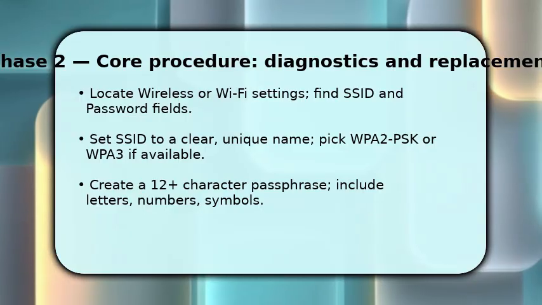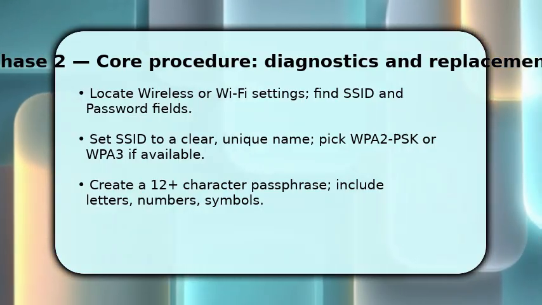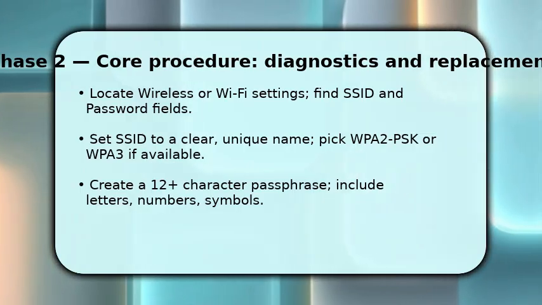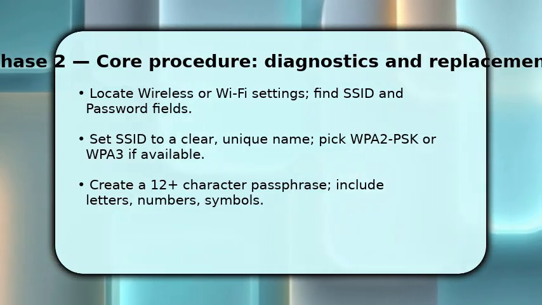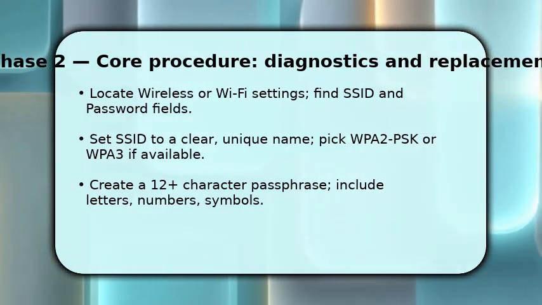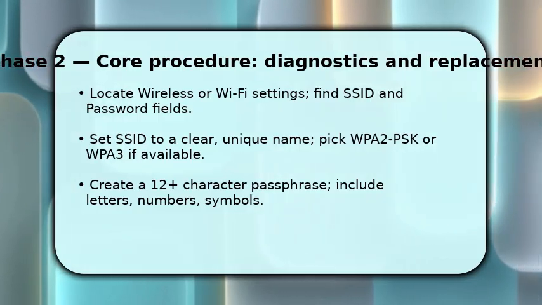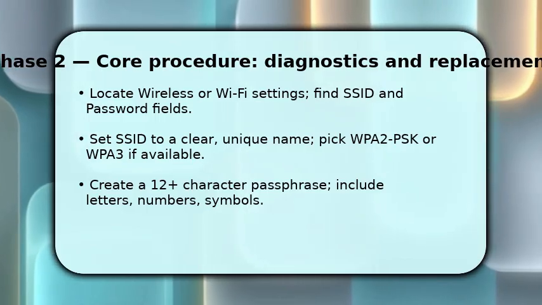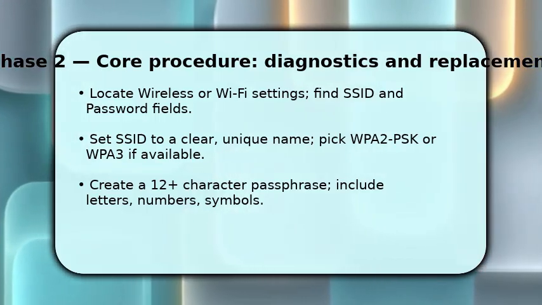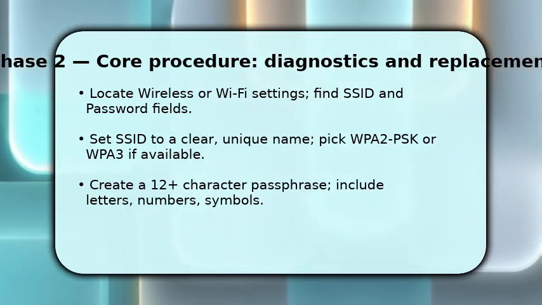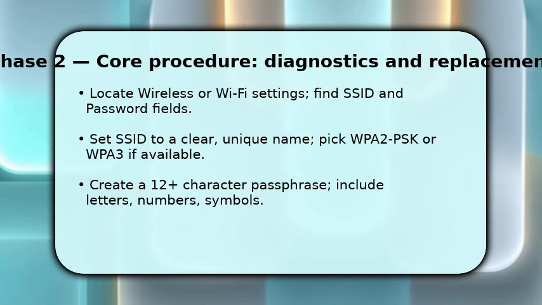Once logged in, navigate to the wireless or Wi-Fi section to find SSID and password fields. You change the SSID to something unique so you can identify your network. Avoid personal info. For security, select WPA2 PSK or WPA3 if your devices support it. This protects traffic. Now set a strong passphrase of at least 12 characters with mixed letters, numbers, and symbols. This reduces brute force risk.